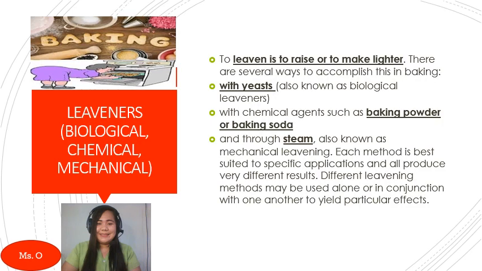Leaveners: biological, chemical, mechanical. To leaven is to raise or to make lighter. There are several ways to accomplish this in baking: with yeast, also known as biological leaveners, with chemical agents such as baking powder or baking soda, and through steam, also known as mechanical leavening. Each method is best suited to specific applications and all produce very different results. Different leavening methods may be used alone or in conjunction with one another to yield particular effects.